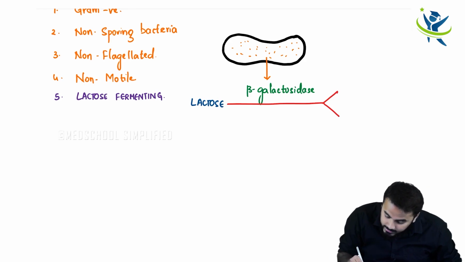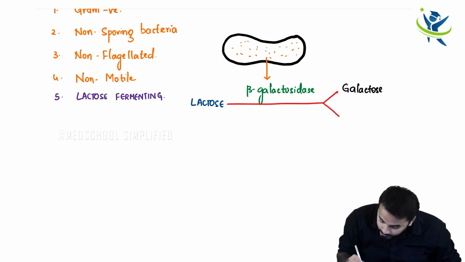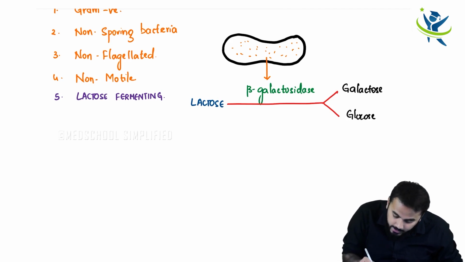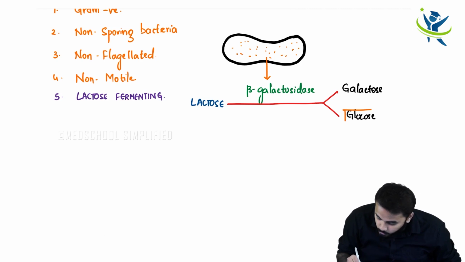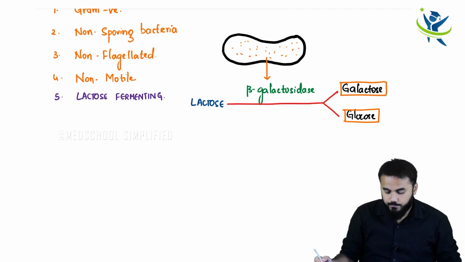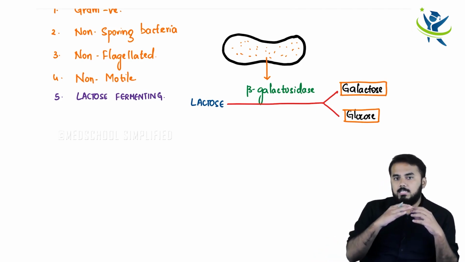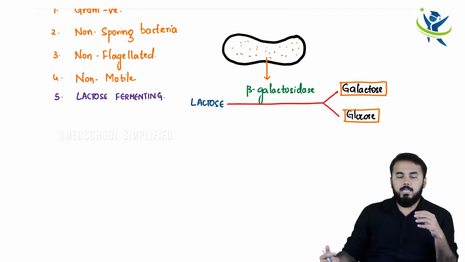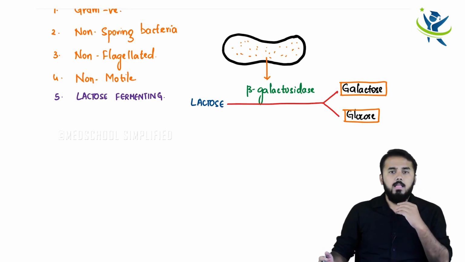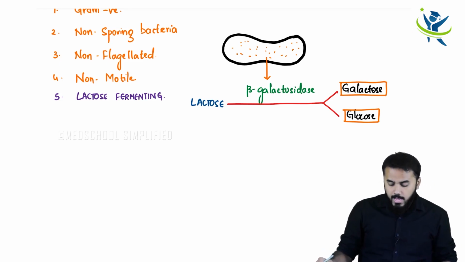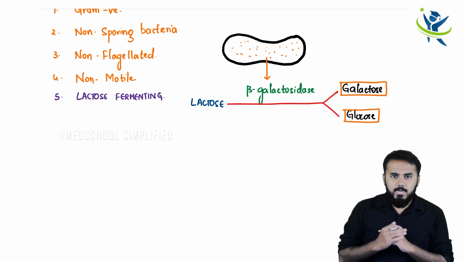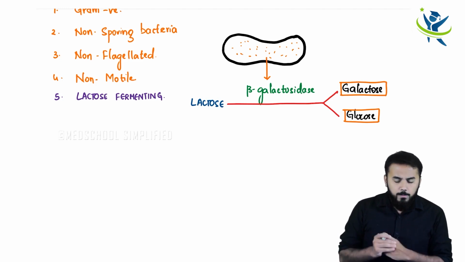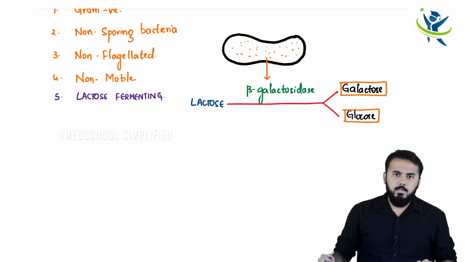It converts lactose into two important compounds. One is called galactose, and another one is called glucose. So lactose is fermented into glucose and galactose. This process is called lactose fermentation, and it is mediated by an enzyme called beta galactosidase. So this bacteria is a lactose fermenting bacteria.